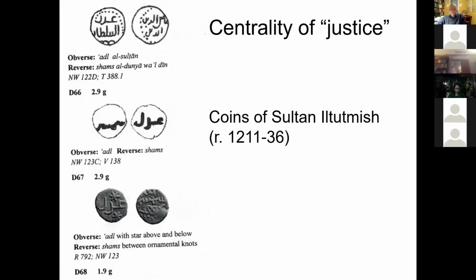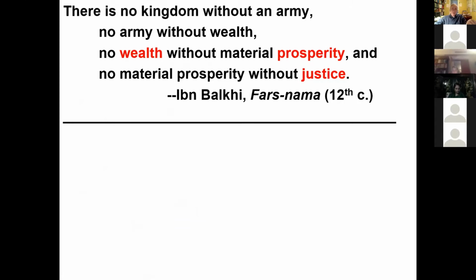But this idea is illustrated rather dramatically by this coin by Sultan Iltutmish, where simply the word adl alone, or justice, is depicted on one side of his coins. And what's interesting is that this idea also comes through in the so-called mirrors for princes literature, where justice seems to be the kingpin or the linchpin of the whole system.